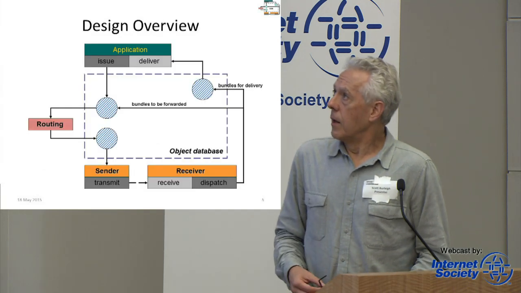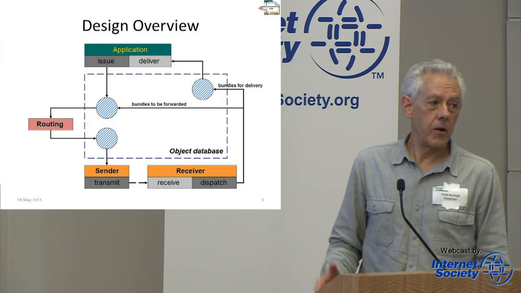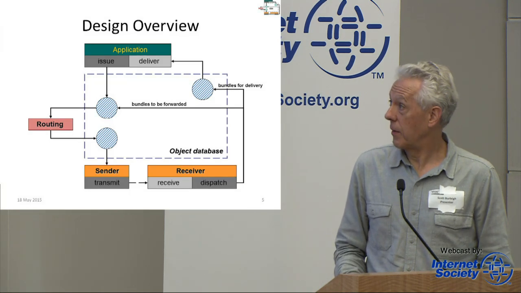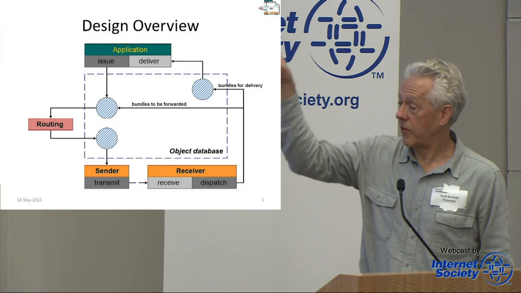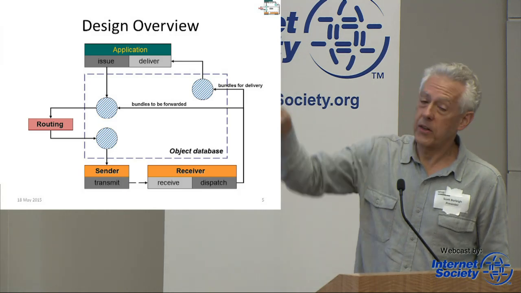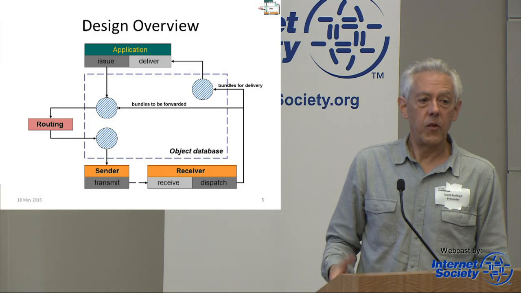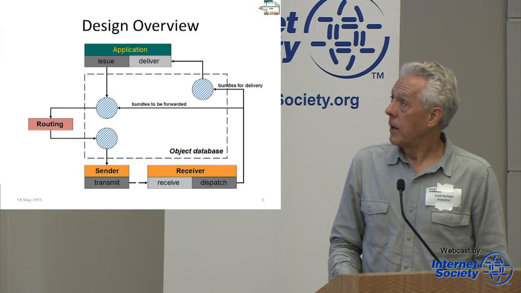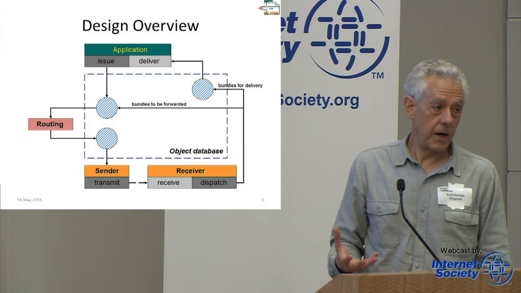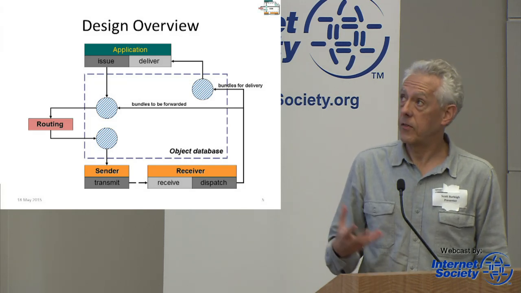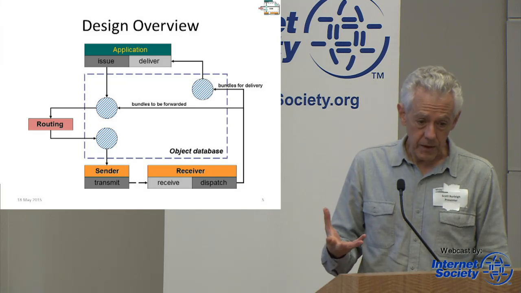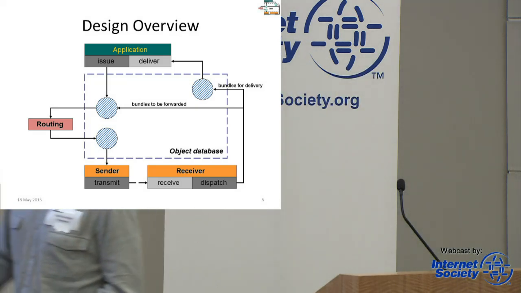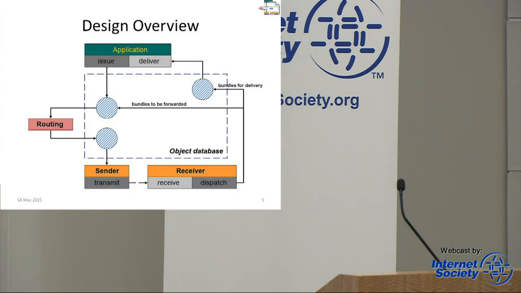Next slide. So this is the design of ION in a nutshell. Really, this is pretty much all that goes on. The object database I referred to before is this thing inside the dotted lines there. Those round things are non-volatile linked lists, queues of bundles. And essentially all that happens in the ION implementation of DTN is an application issues some data. It gets wrapped in a bundle and placed in this queue of bundles to be forwarded.